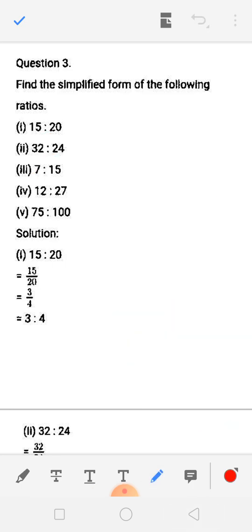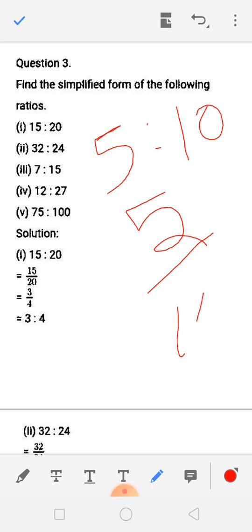So first of all, how can we find a ratio? There are two numbers, and between the two numbers we have a colon symbol. So 5 ratio 10, I can write as 5 by 10. And 5 by 10 also I can write as 5:10, 5 ratio 10.